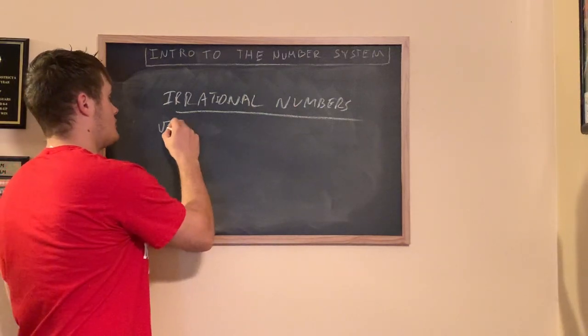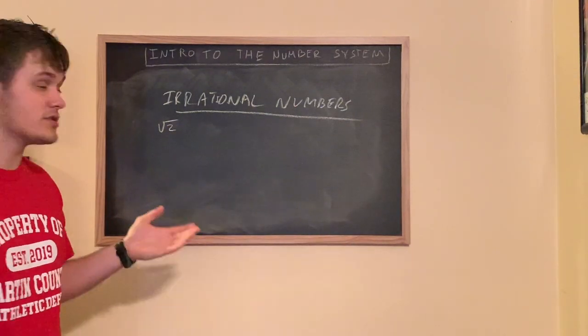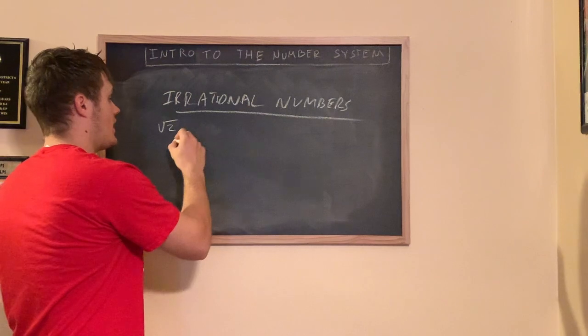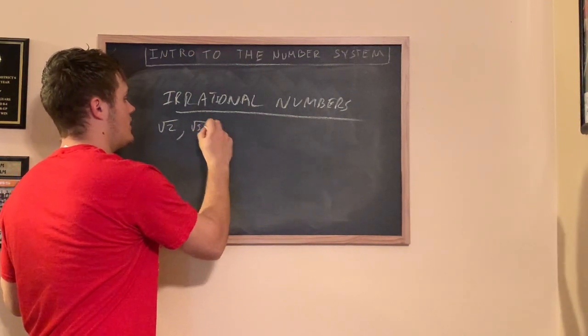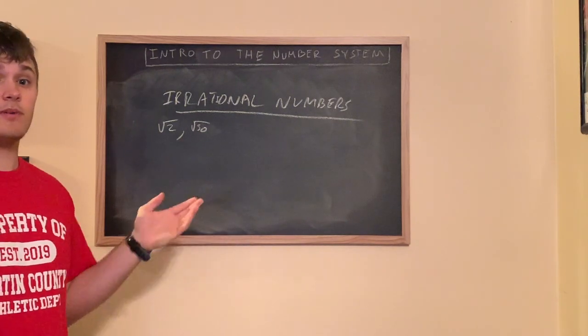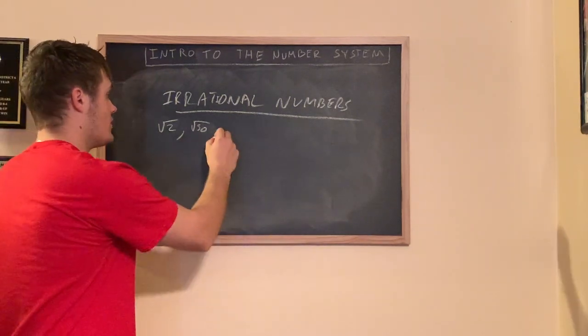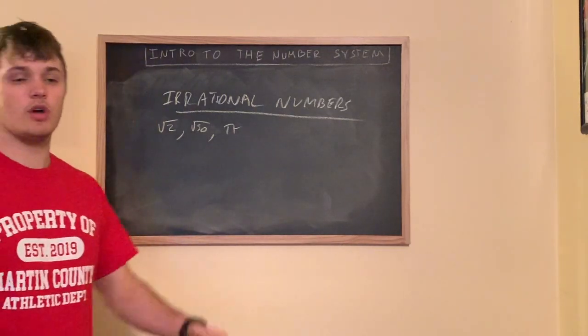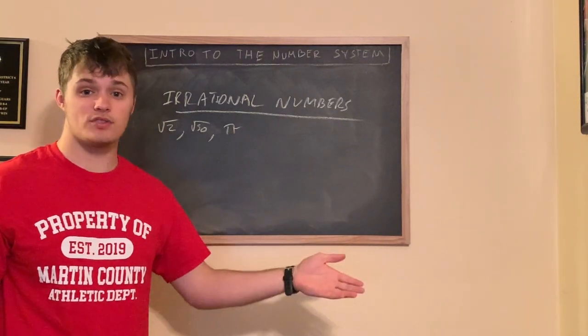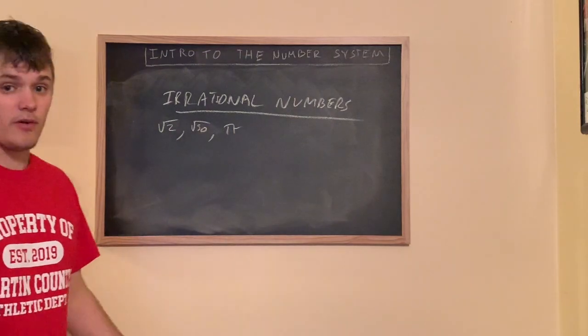So the square root of 2, 2 is not a perfect square, so it's going to be irrational. The square root of 50 is not a perfect square, so it's going to be irrational. Another example would be pi. Pi goes on and on forever, and it never stops. So it's an irrational number, okay?